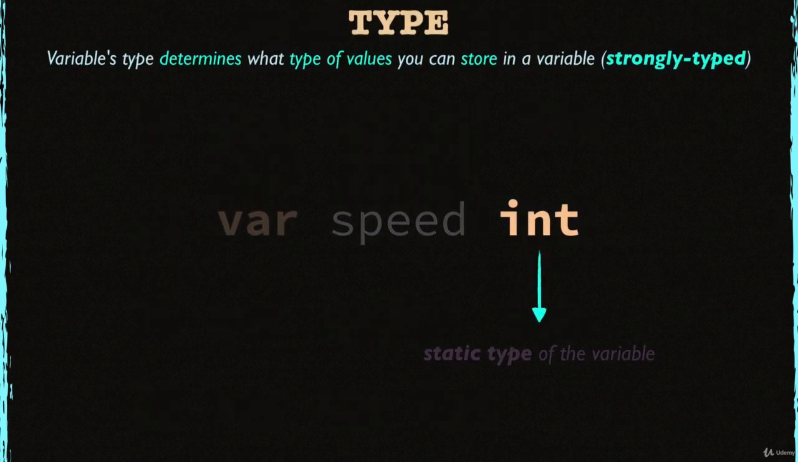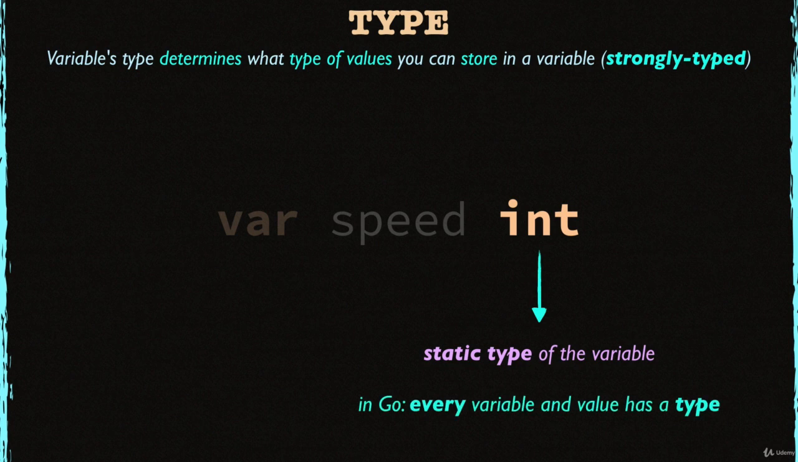Here, int is the type of this variable. It is short for integer. In Go, every variable and value has a type. It's because Go is a strongly typed programming language. It's not like Python or JavaScript. It's more like C, Java, and C#. This helps the compiler find bugs in your program even before you run it.